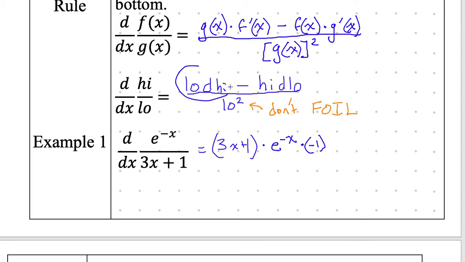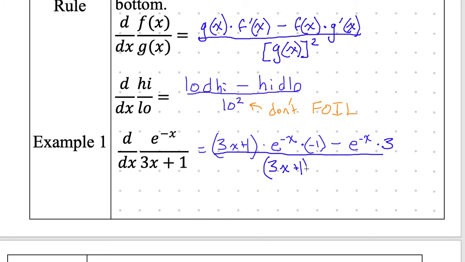All right, we just did low d high. Now I'm going to copy down the minus sign, and now I have to do the rest. High is e to the -x. And then I'm going to multiply that by the derivative of the low. The derivative of 3x plus 1 is just 3. And then that's all going to be divided by low, or just 3x plus 1, that quantity squared.